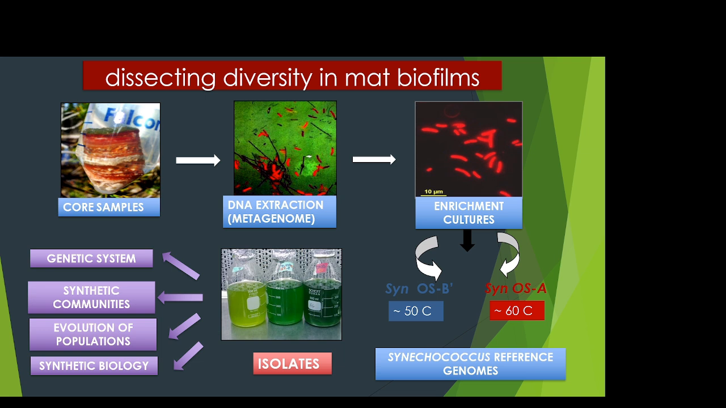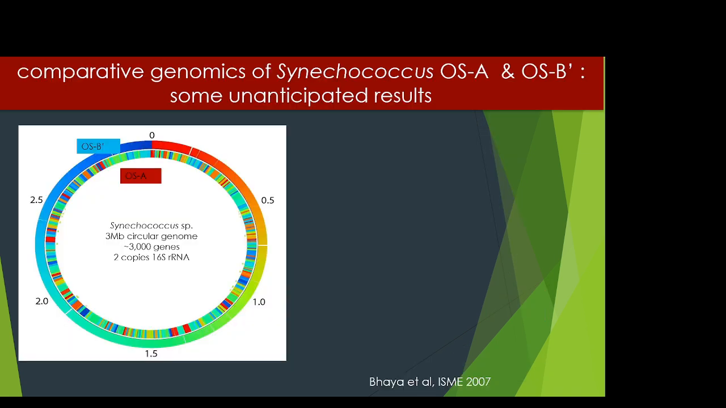So my hope and dream was to be able to bring these isolates back, and that opens the door to building a genetic system, which in my vocabulary is a very important step because you go from correlation to actually showing what's going on. You can build synthetic communities. If I have time, I'll tell you a little bit about that. You can start to look at the evolution of populations under stress, and you can start to build tools for synthetic biology. And I won't get to all of those today.